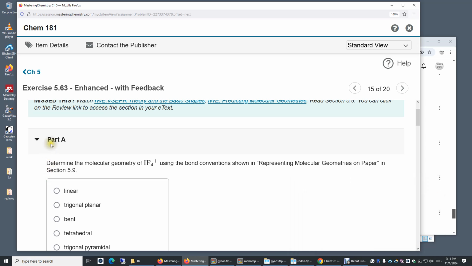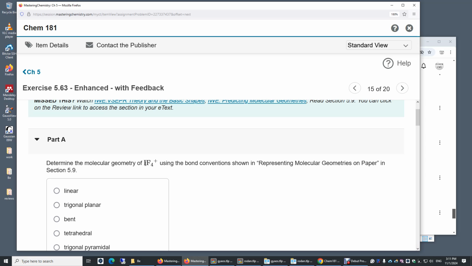Chapter 5, Exercise 5.63, Part A. Determine the molecular geometry of IF4+, iodine tetrafluoride cation. Iodine has 7 valence electrons, but with this plus sign, this iodine has 6 valence electrons.